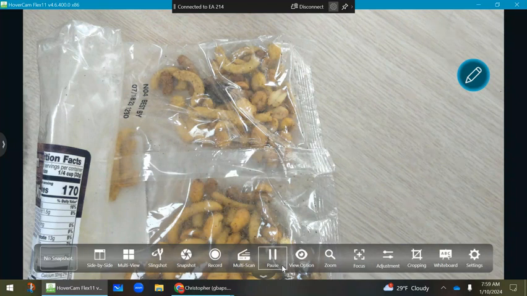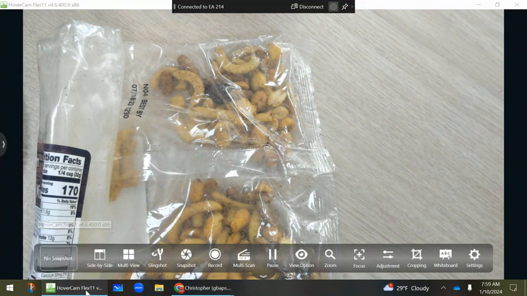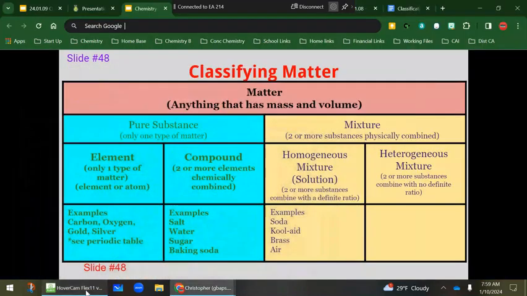Okay? Point being, though, ladies and gentlemen, what you're looking at here is a mixture of things and it is not evenly spread out. And that is our definition of a heterogeneous mixture. Two or more substances combined with no definite ratio. Other good examples, ladies and gentlemen, a supreme pizza. You can see the different toppings on a supreme pizza. You don't like a topping, pick it off.